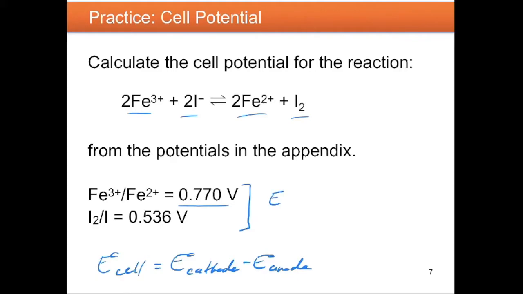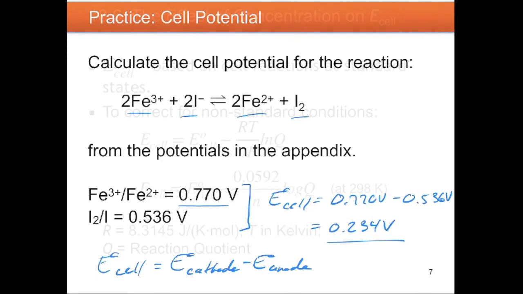So we'll have E cell equals the E of the cathode, 0.770 volts, minus 0.536 volts for the anode. And that's going to equal 0.234 volts. Now you know if you've done this right, if you get a positive number. If you get a negative number, then you've done it backwards. Okay, so remember again, these reactions from a voltaic cell are going to be positive, and that means that it's a spontaneous reaction.